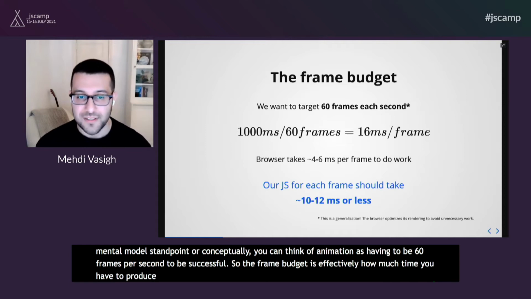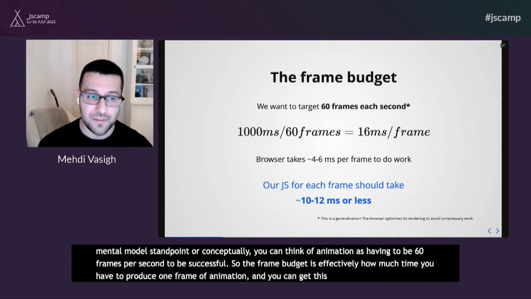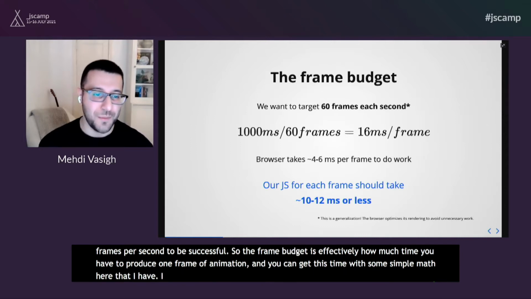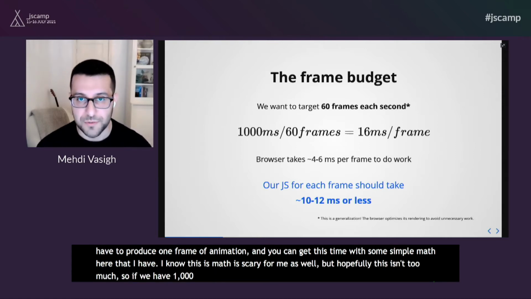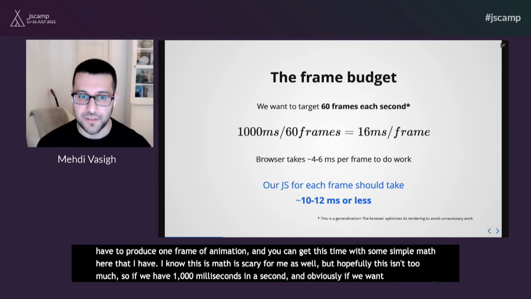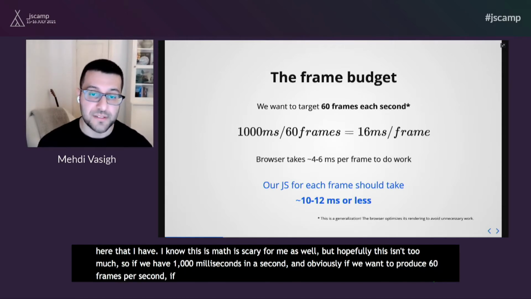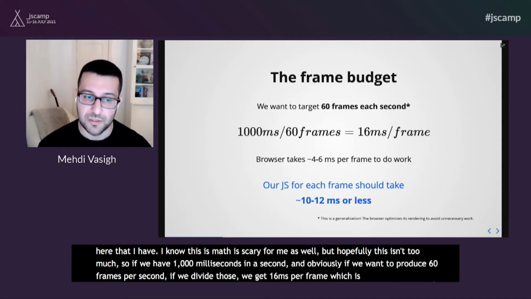And you can get this time with some simple math here that I have. I know this math is scary for me as well, but hopefully this isn't too much. So if we have 1,000 milliseconds in a second, and obviously if we want to produce 60 frames per second, if we just divide those, we get 16 milliseconds per frame. That's basically the budget that we have, the time that we have to produce one new frame of animation.